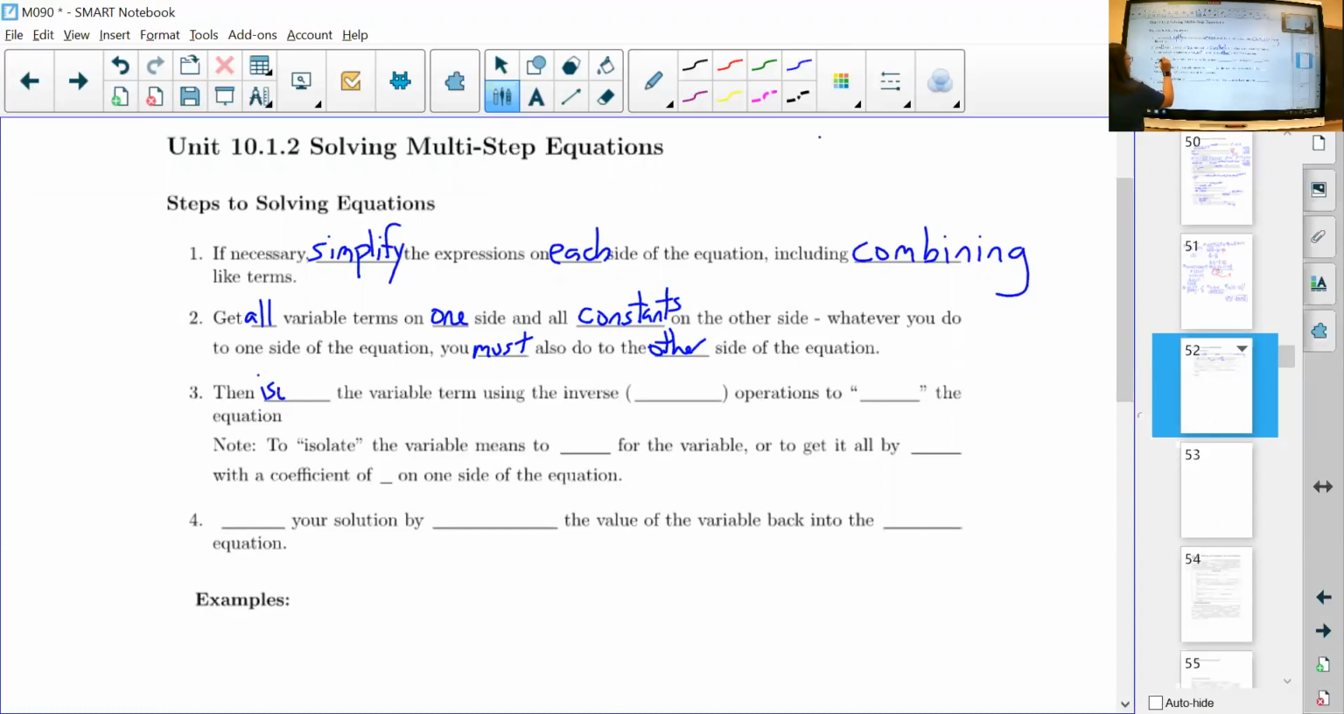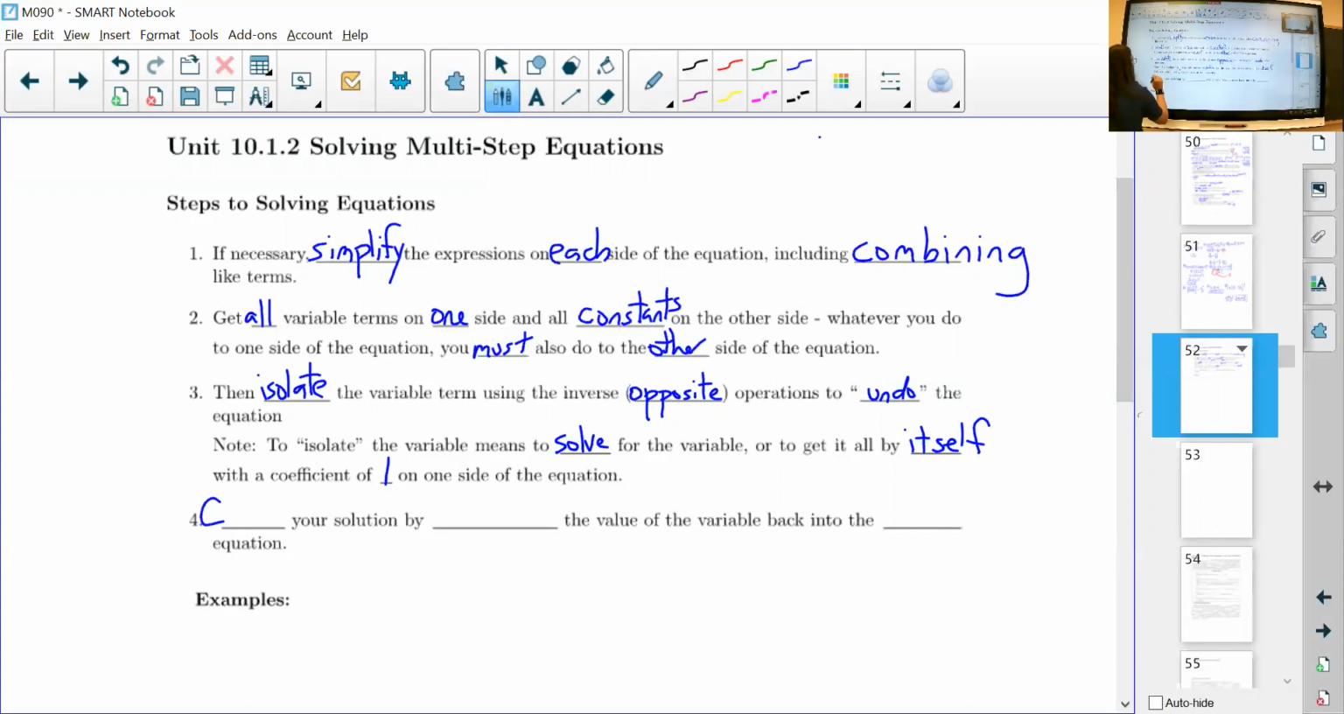Once we have all the variables on one side, we're going to isolate the variable. We're going to get it by itself using the inverse or kind of opposite operations to undo the equation. Isolate means to solve for the variable, or to get it all by itself with a coefficient of 1 on one side of the equation. So we have x equals, and then we have a bunch of stuff on the right maybe, but none of it involves x's.